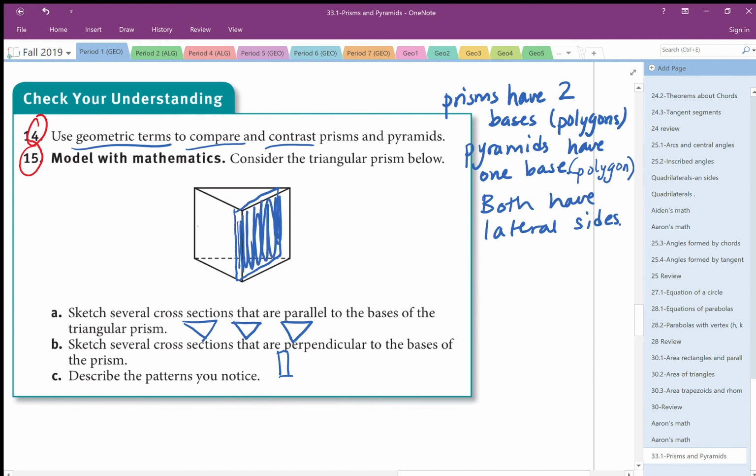By the way, this kind of looks like a wedge of cheese, right? If I cut it further back, it actually does get bigger. Or if I cut it further up, it gets even smaller, doesn't it? So I could have this little tiny rectangle. They're all rectangles, but they're different sizes depending on where you cut it. All right, skip letter C. The patterns are part A is all the same. Part B, different size rectangles depending on where you cut it.